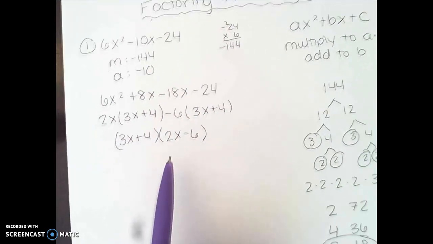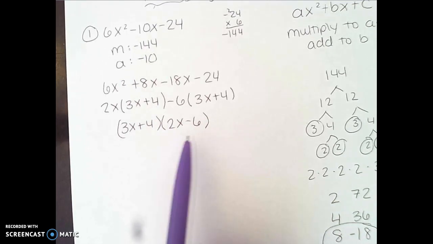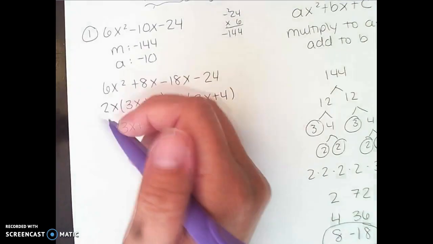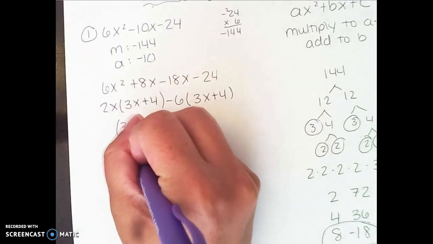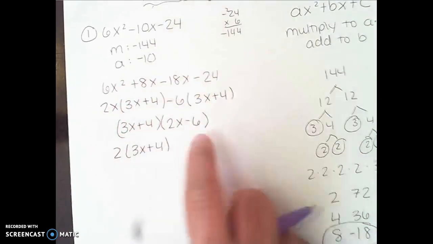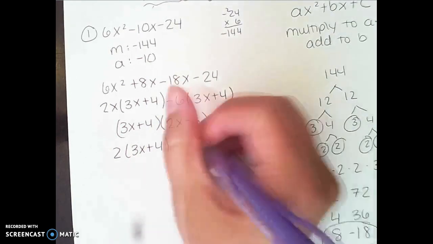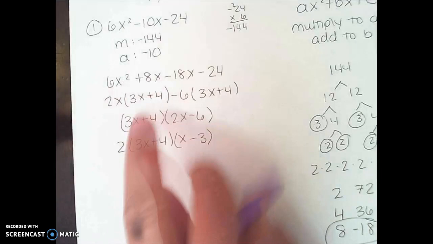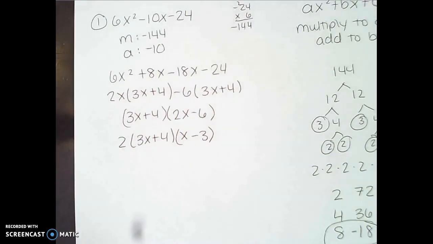And at this point, I see that the 2x minus 6 can be factored a little bit further by factoring out a 2. So I'm going to pull out that 2 to the front. I'll have 3x plus 4, and then when I factor out the 2, I'll have x minus 3. And that would be my final answer for this one. I'll show you one more.